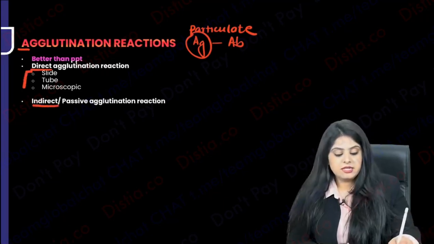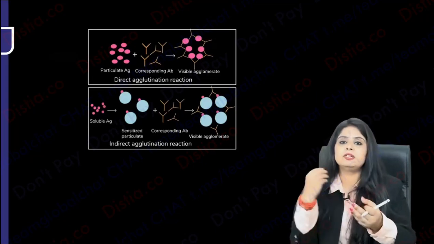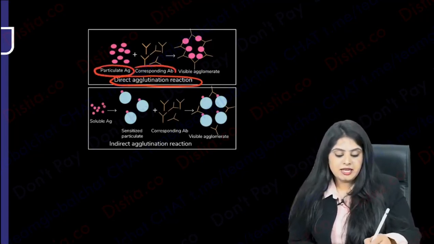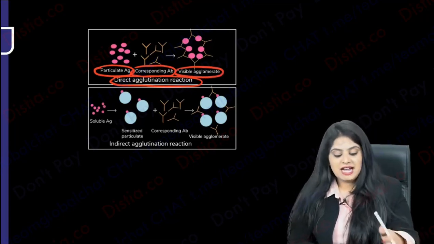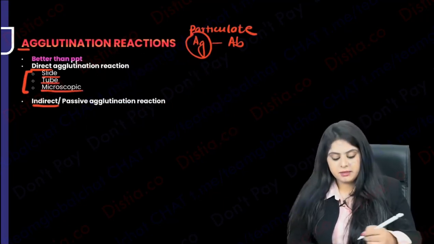I'll start from here. Direct agglutination, I'll show you one diagram. ये देखो, direct मतलब direct, antigen है, antibody है, agglutinate करो, खत्म, direct. What is direct agglutination test? You have a particulate antigen, you add the antibody, हो गया agglutination. That is direct agglutination test. Either you can do it on a slide, or you can do it in a tube, or you can look at it under the microscope.